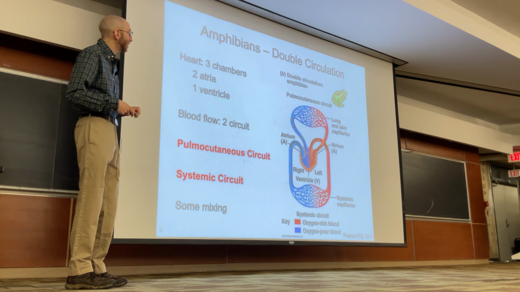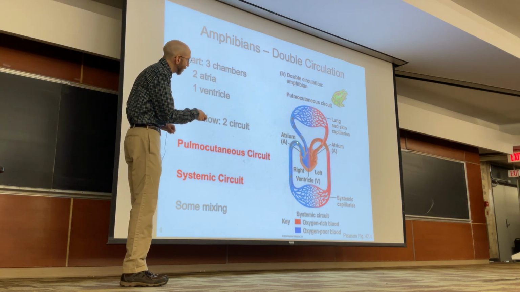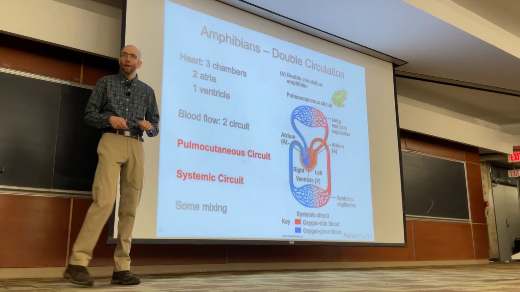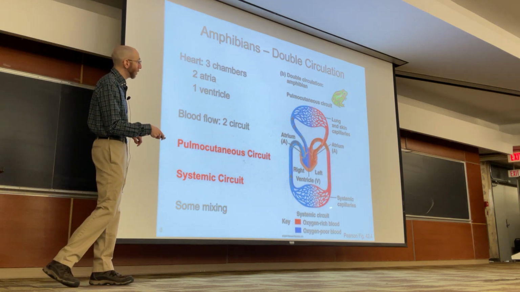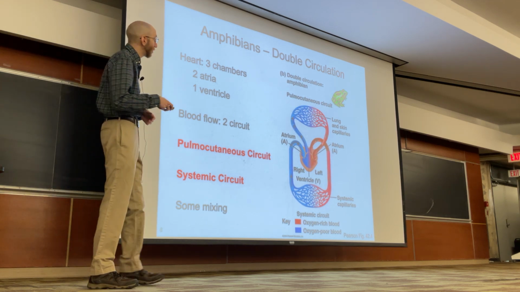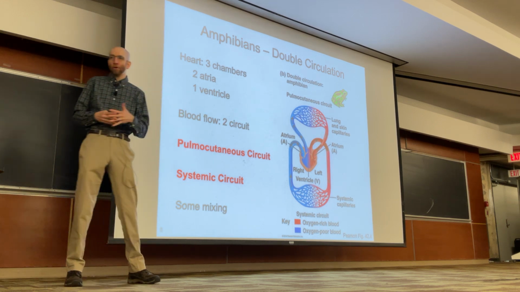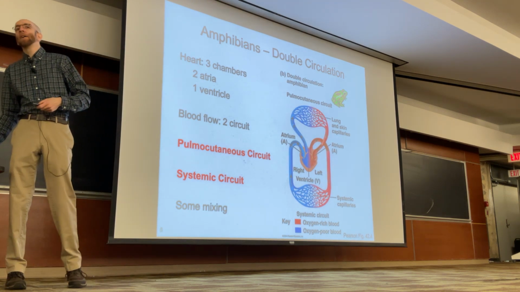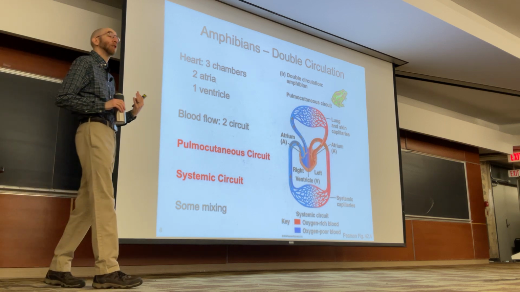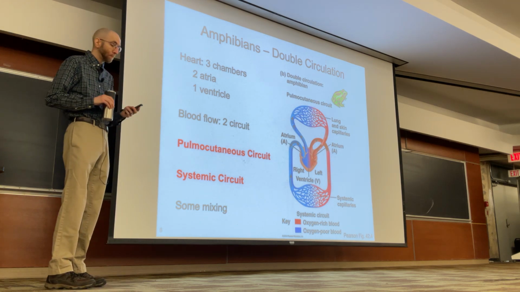So there is an obvious downside here. It's right here in the single ventricle. You have deoxygenated blood coming from the body mixing with the oxygenated blood coming from the pulmocutaneous circuit. So the blood that circulates through the body is not 100% oxygenated, and the blood that circulates to the lungs and the skin is not 100% deoxygenated. So it's not as efficient as it could be, but it is better than what we just saw a few minutes ago in the fish.